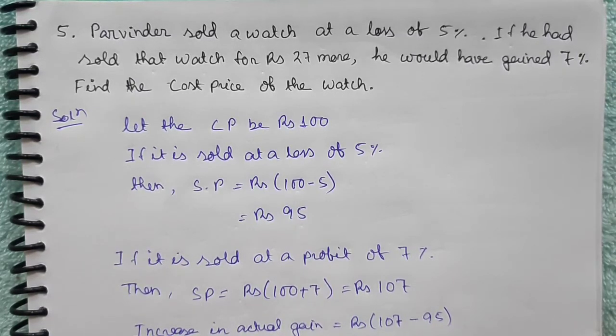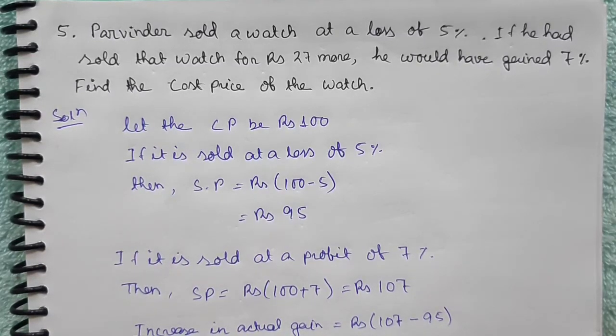Here question number 5 is Parvinder. It was approximately my name, isn't it? Parvinder sold a watch at a loss of 5%. If he had sold that watch for rupees 27 more, he would have gained 7%. Find the cost price of the watch.